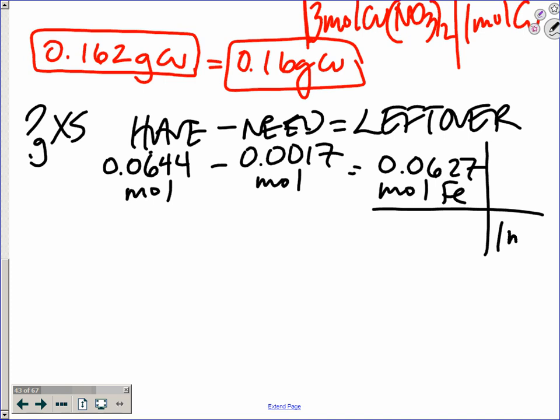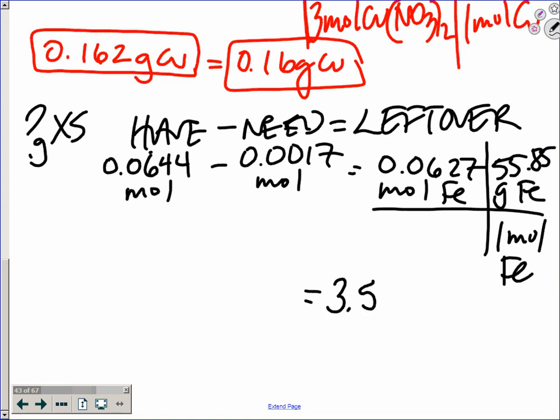One mole on the bottom of iron, and what's the molar mass of iron? 55.85 grams of iron. Good. And that gives me what? Say again? 3.50. I think I only need 2 sig figs, so I'm going to stick with that, okay? And that's grams of iron.